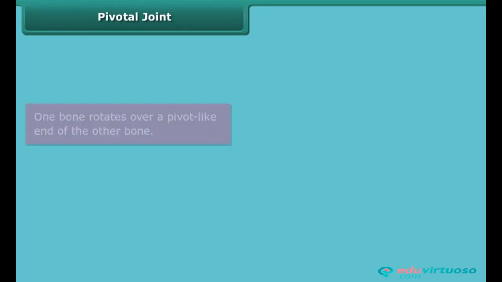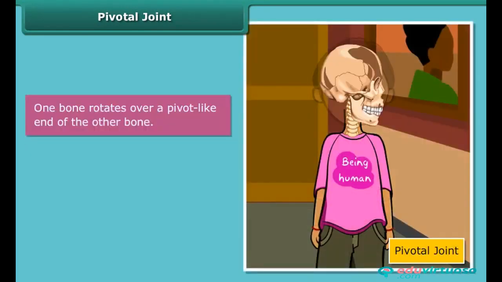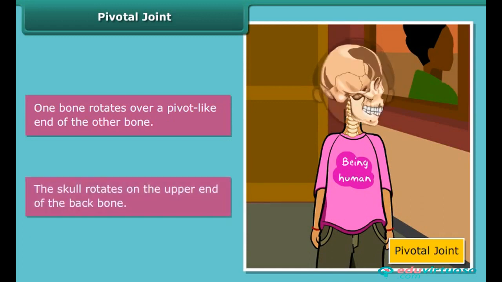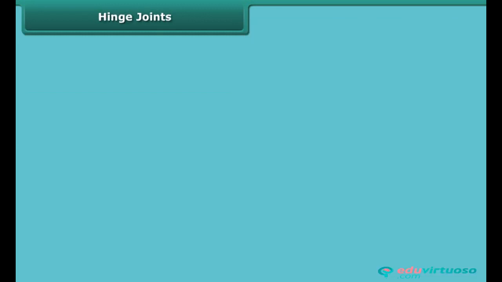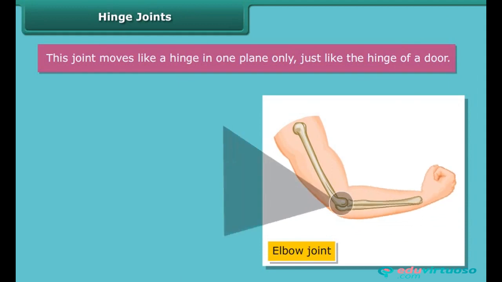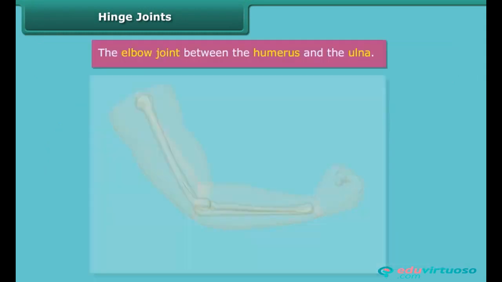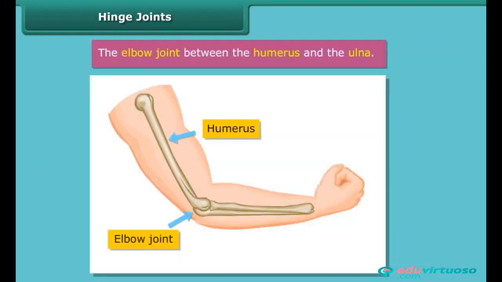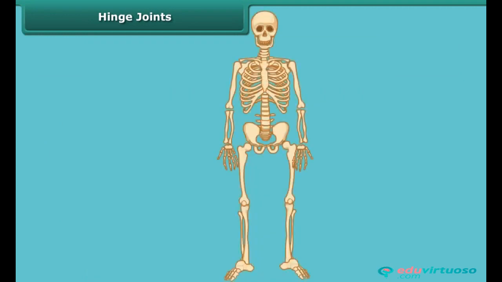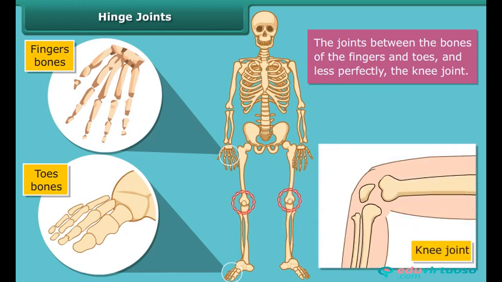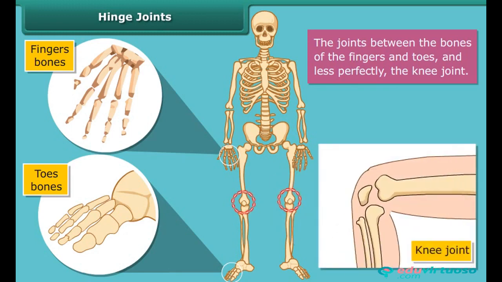Pivotal joint. In this type of joint, one bone rotates over a pivot-like end of the other bone. For example, the skull rotates on the upper end of the backbone. Hinge joints. This joint moves like a hinge, in one plane only, just like the hinge of a door. The elbow joint between the humerus and the ulna, the joints between the bones of the fingers and toes, and, less perfectly, the knee joint are hinge joints. Hinge joints usually give sufficient power because there is less danger of twisting at the joint.